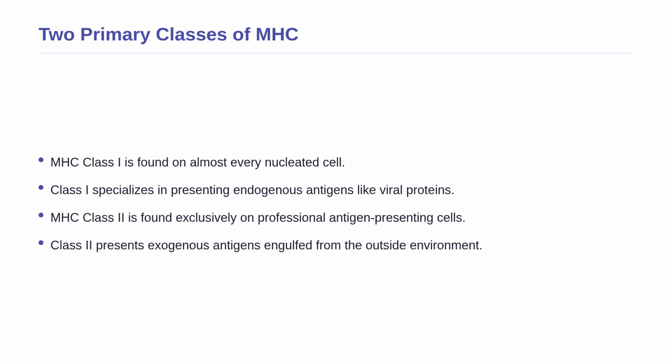Building on that definition, there are two primary classes of these molecules that you need to understand deeply. First, we have MHC class 1. These are found on almost every nucleated cell in your body and specialize in presenting endogenous antigens, like proteins from a replicating virus inside the cell. On the other hand, MHC class 2 molecules are exclusively found on professional antigen-presenting cells, like macrophages and B cells. They present exogenous antigens that have been engulfed from the outside environment.